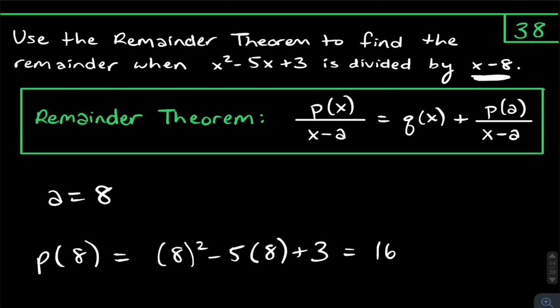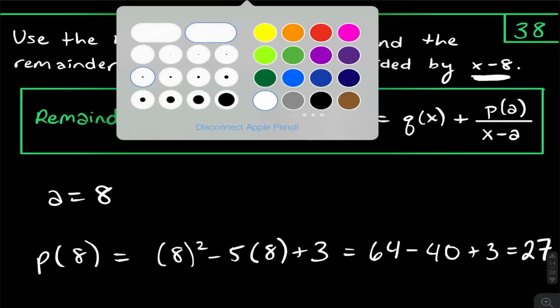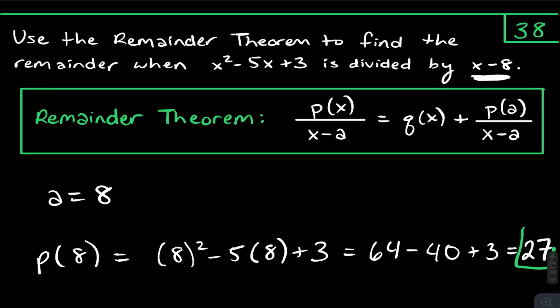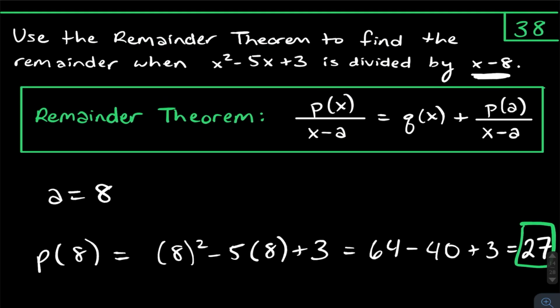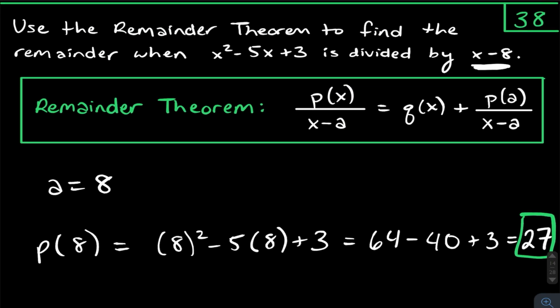That equals 16. No, not 16. I made this mistake when I was scripting the notes. 8 squared is not 16, it's 64. All right, minus 5 times 8 is 40, and then we get plus 3. And so that gives us 27, right? 64 minus 40 is 24, plus 3 is 27. And so when we do this long division, our remainder will be 27. Okay, so that's our answer.